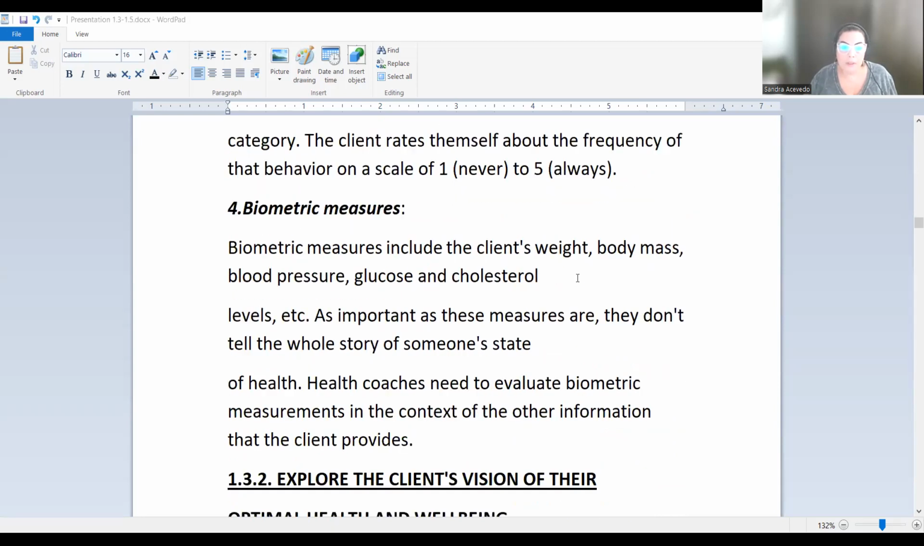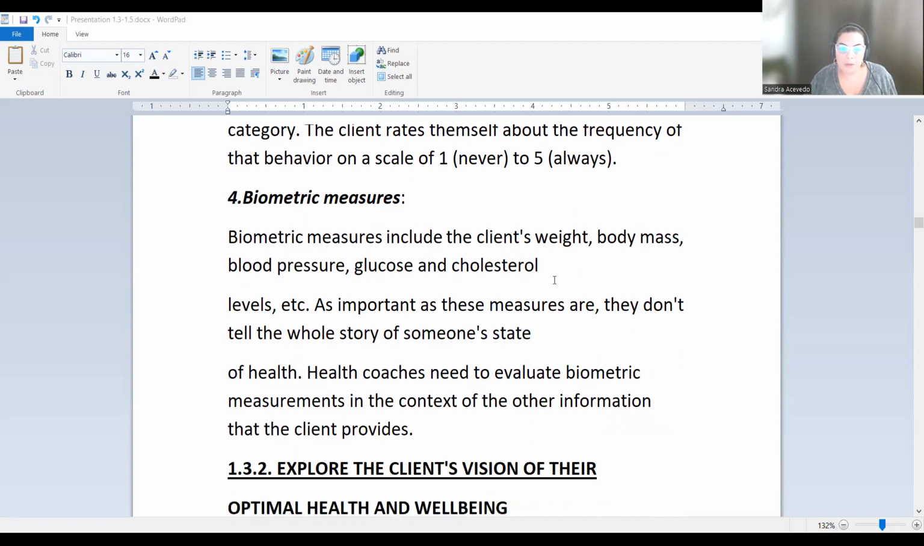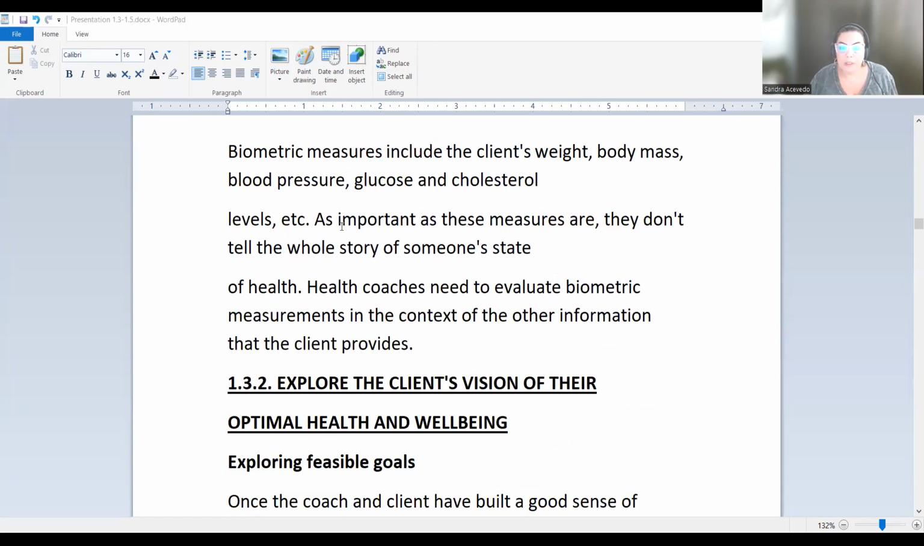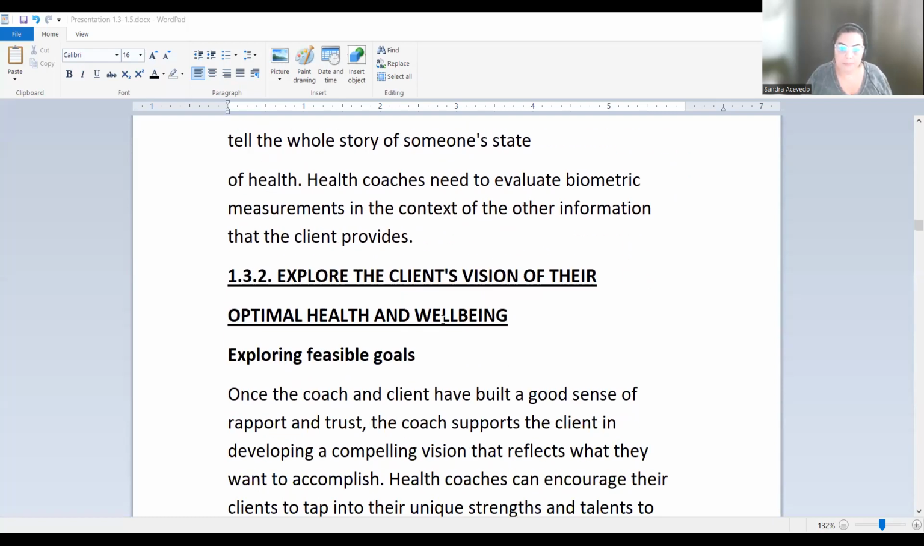always. Biometric measures include the client's weight, body mass, blood pressure, glucose, and cholesterol levels, etc. As important as these measures are, they don't tell the whole story of someone's state of health. Health coaches need to evaluate biometric measurements in the context of other information that the client provides.